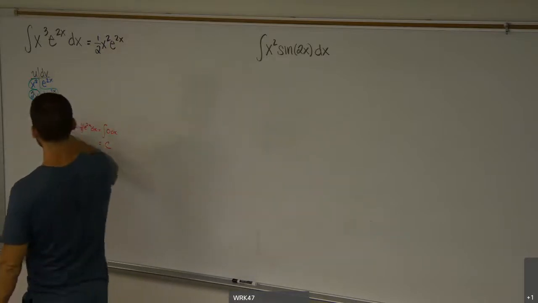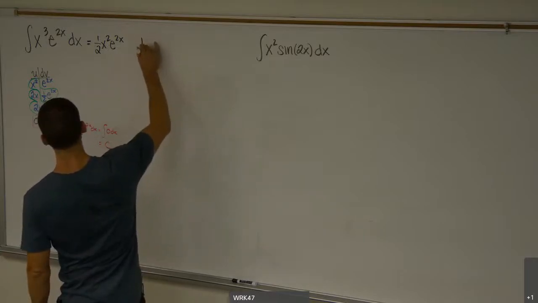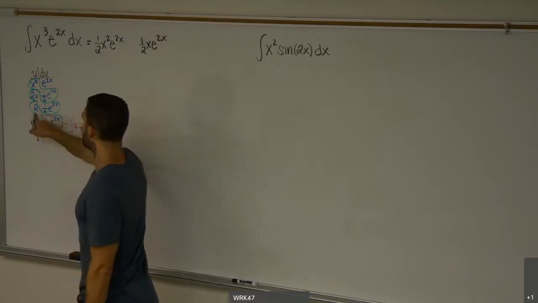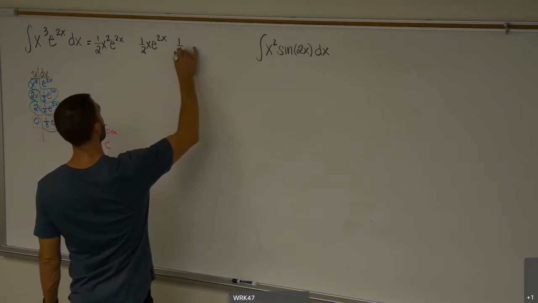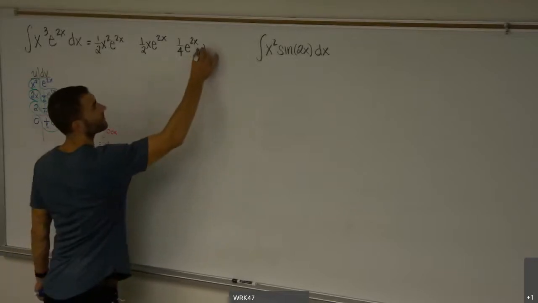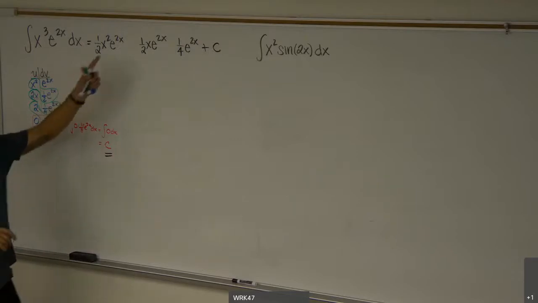The second term is 2x times 1/4. Now 2 and 1/4 simplify to 1/2 again. x e to the 2x. And then 2 times 1/8 e to the 2x. Now the 2 and 1/8 simplify to 1/4. And then finally, this last integral just gave me my plus c. Now, the only thing you notice is that I didn't put any signs between these terms.